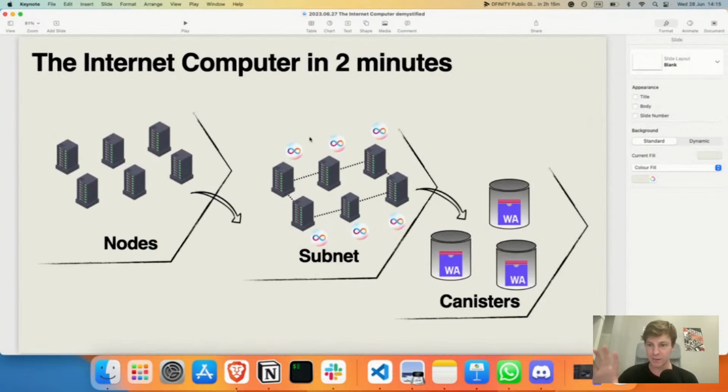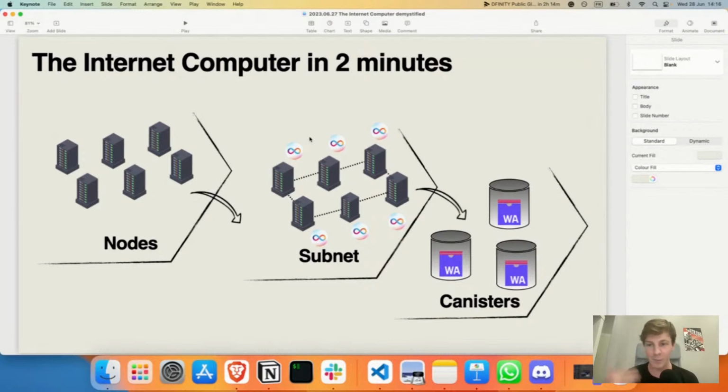Okay, just another look at the general working of the IC. So we have the nodes. I like to start from the nodes because that's the physical reality of the IC, that there are machines around the world. Usually those machines are hosted in data centers, and they are pretty big and pretty powerful machines. And those machines are regrouped into subnets. So a subnet is just a collection of nodes. And all the nodes in this subnet are connected, so they are communicating with one another. And they're running the ICP protocol, so the software that I talked about.